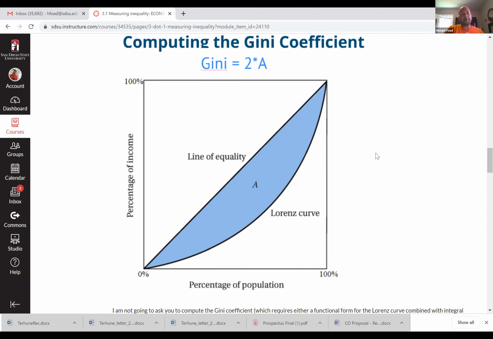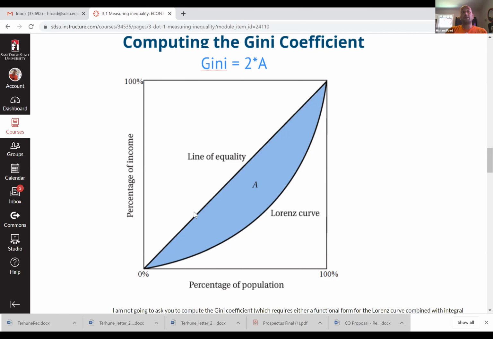Actually, this can help us understand the idea behind constructing the Gini coefficient. So first off, think about what the Gini coefficient would be for a country that has perfect equality. A country that has perfect equality, their Lorenz curve is the line of equality, which means that there's no area whatsoever between the line of equality and the Lorenz curve. So that country would have a Gini coefficient equal to 0.